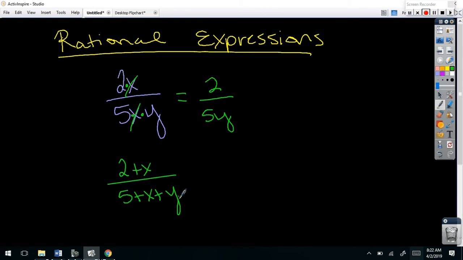Not when you're subtracting. Only multiply. You can't add them like that.